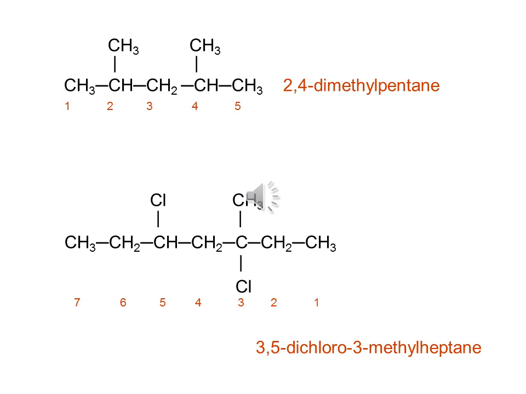Similarly, the second formula is of 3,5-dichloro-3-methylheptane. I have represented the 3,5 together since they are the similar substituent, that is, the chloro groups. So 3,5-dichloro means that at the 3 and 5 number carbon atoms the chloro substituent is present, whereas I have again represented the 3, which means that a different type of substituent is also present on the 3 number carbon atom, and which is a methyl. And here the longest continuous chain consists of 7 carbon atoms. So its name is 3,5-dichloro-3-methylheptane.